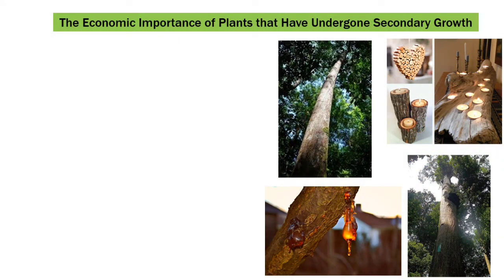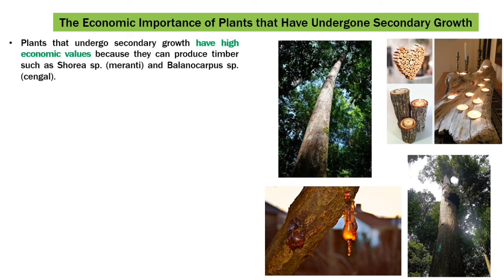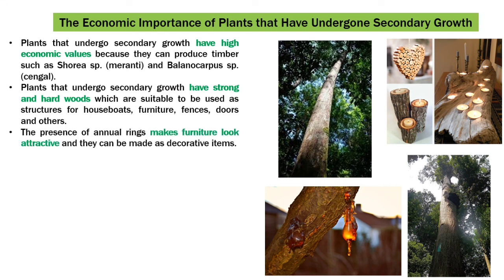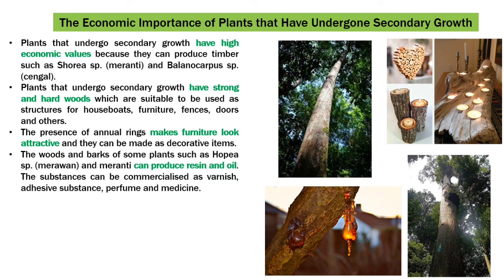The last one, what is the economic importance of the plants that have undergone secondary growth? So, the plants that undergo secondary growth have high economic value. Why? Because they can produce timber like Shorea, Meranti and Balanocarpus, which is chengal. Plants that undergo secondary growth have strong and hard woods, which are suitable to be used as structure for houseboats, furniture, fences, doors and others. The presence of annual rings makes the furniture look attractive and they can be made as decorative items. The woods and bark from the plant.